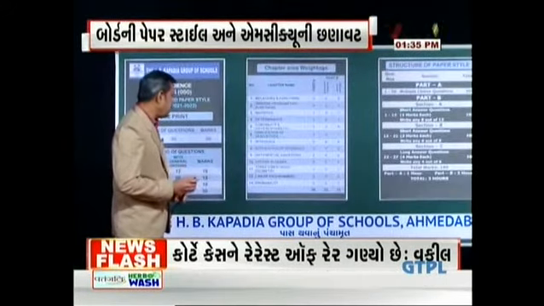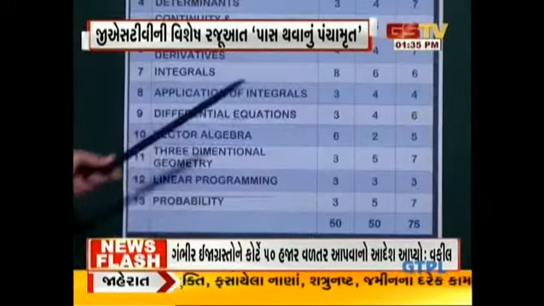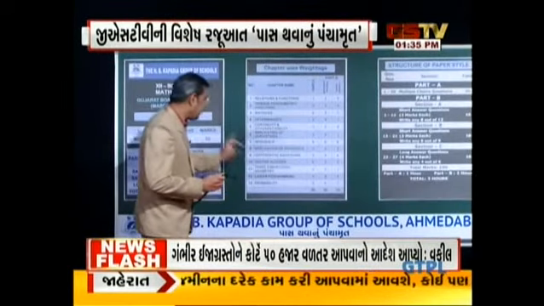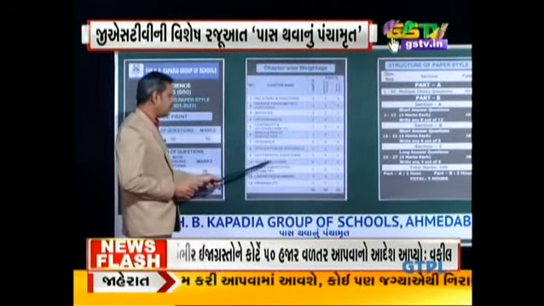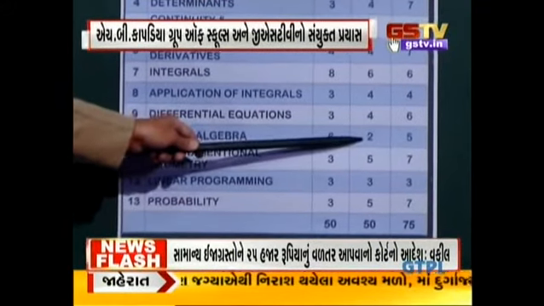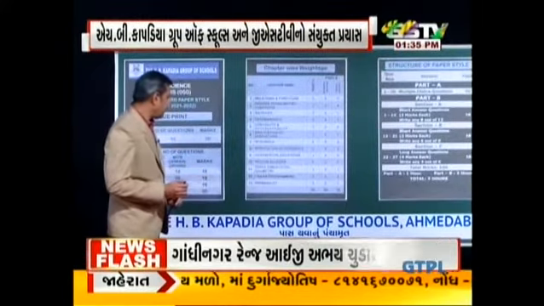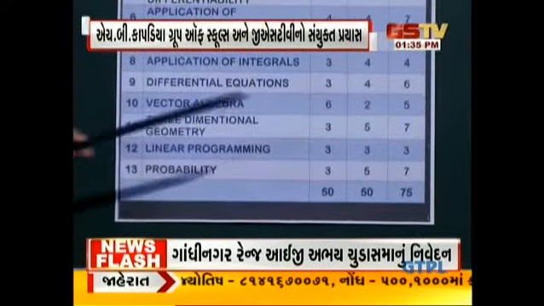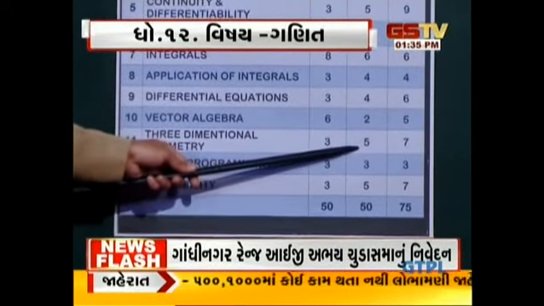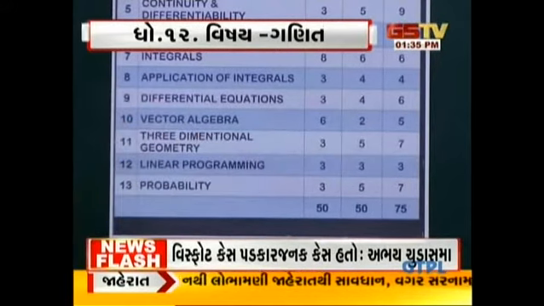Chapter number 10, vector algebra, it is a very easy chapter for you. Maximum score in this chapter you can get, children, keep this in mind. Chapter 10 and chapter 11. Chapter number 10, 6 marks for MCQ, 2 marks for subjective part and 5 marks with general option. Chapter number 11, 3-dimensional geometry, 3 marks for MCQ, 5 marks for subjective part without general option and 7 marks with general option.